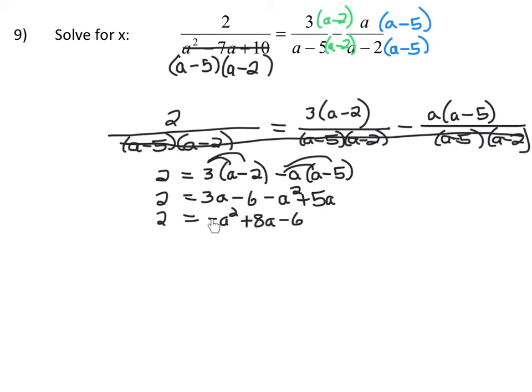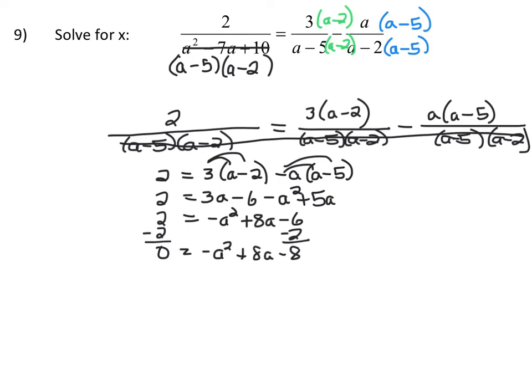Now, I don't personally like to have a negative leading coefficient, so I think it's easier to move everything over here. If you didn't think to do that, what you could do instead is subtract the 2. So we have 0 equals negative a squared plus 8a minus 8. And then you may look and say, wait a second, I don't want this negative in front. Let me now move everything over.